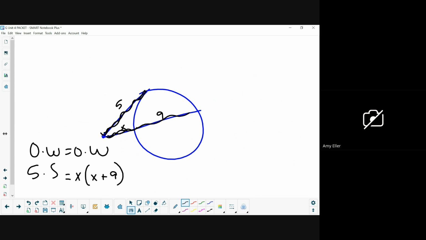Okay, so that's how you would set it up. Again, I just made up those numbers, so I'm not sure if it's going to work out to a nice number or the algebra will work out nicely, but you can do any, whether it's tangent, secant, or whatever.